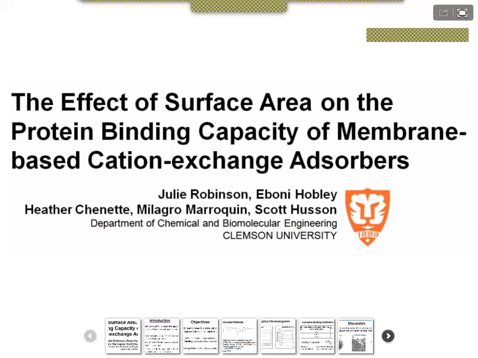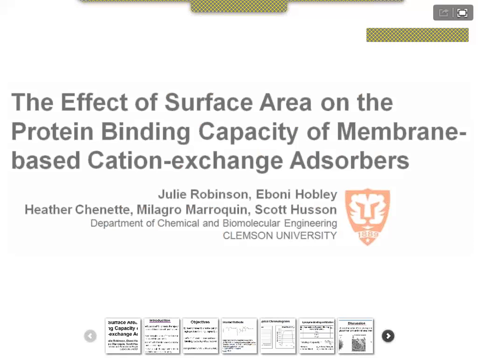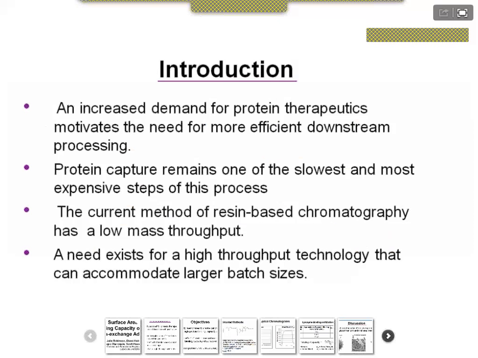Today I will talk about the effect of surface area on the protein binding capacity of membrane-based cation exchange adsorbers. In general, this technology is used to separate proteins from undesired biologics for use in pharmaceuticals.